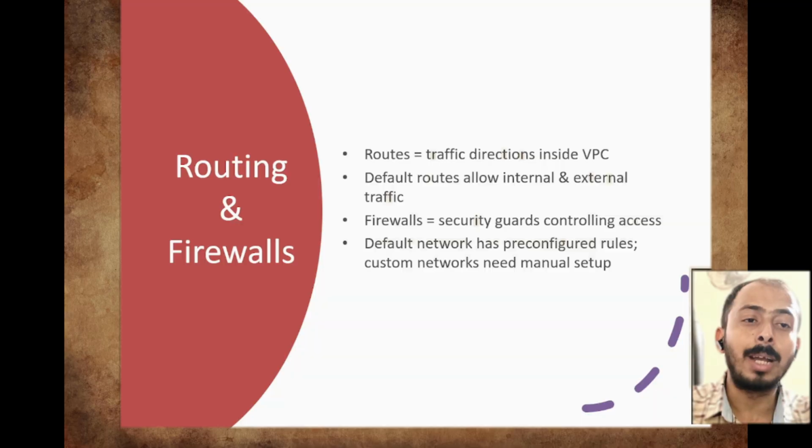Now we can talk about routing and firewall. Inside a VPC, routes decide where traffic goes, kind of like road signs for data, and firewall rules act like security guards, checking who can enter or leave. The default network already comes with some rules, but when you build your own custom VPC, you will create your own rules, giving you full control.